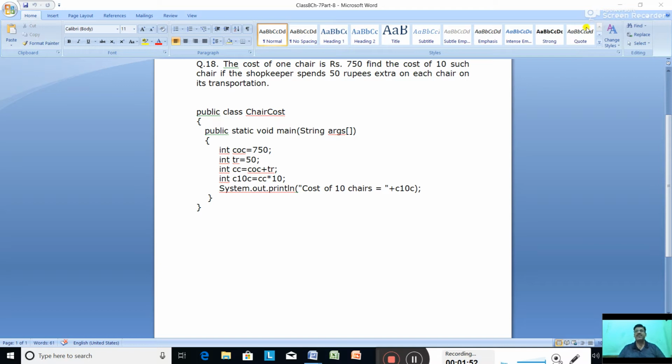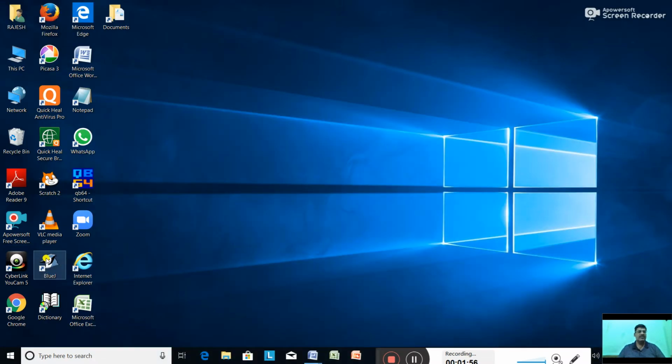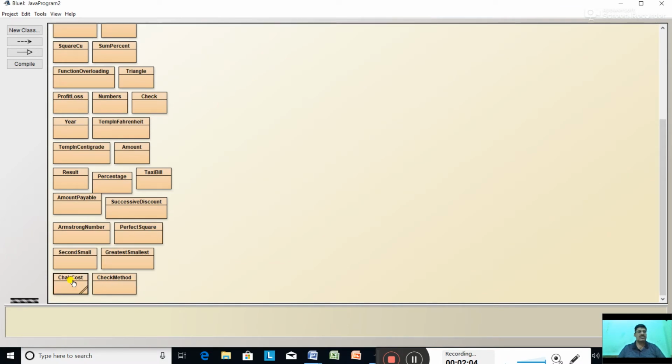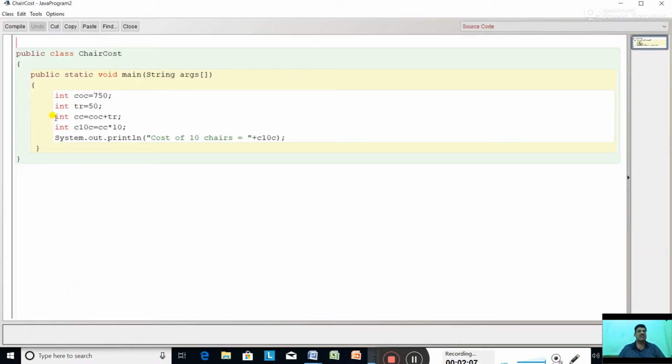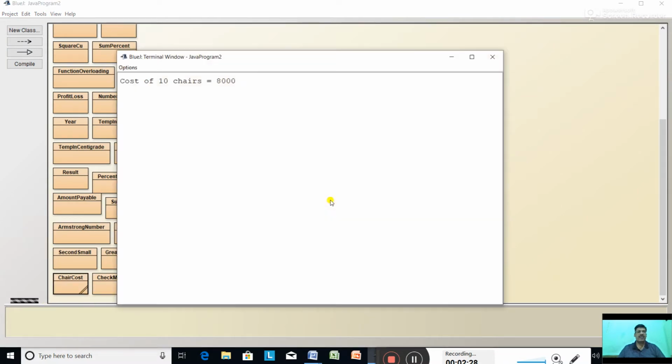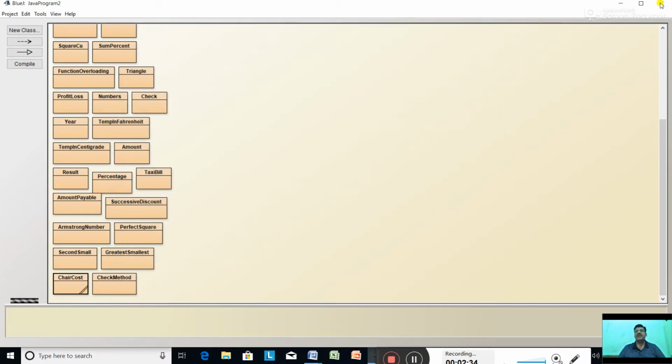Okay, now let us see this program in BlueJ. Here is the ChairCost, same program. Public class ChairCost, int COC equal to 750, int TR equal to 50, int CC equal to COC plus TR, cost of 10 chairs equal to CC into 10. Compile the program, no syntax error, close, right click, void main, OK. The cost of 10 chairs equal to 8000. Okay, so chapter 7 is over.